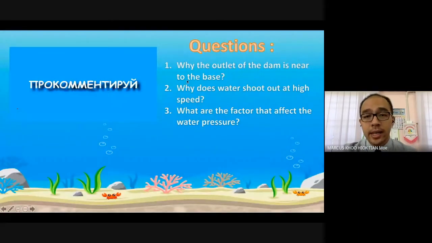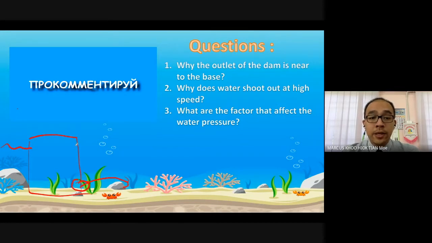Why is it that the outlet of the dam, you notice that just now the dam, let's say if I draw the dam from the side view, right? So let's say this is the dam, and then this is the water level. Sometimes you will notice that the outlet is very near the base. This is where the water is coming out. Some of it, like just now we saw, the outlet is up here. Here the water comes out. But we notice that when the outlet is very near to the bottom of the dam, the water shoots out very fast and very far.